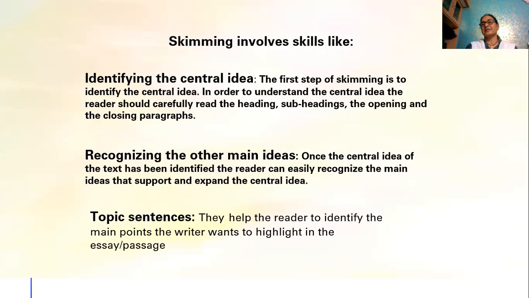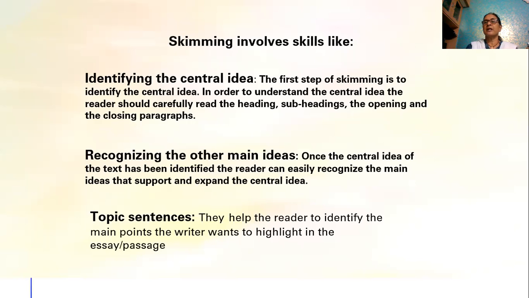So, topic sentence. What is a topic sentence? Every paragraph will have a topic sentence. It will give you the central idea of that paragraph. It can be in the beginning or sometimes in the end also. So we have to identify what this paragraph is about.